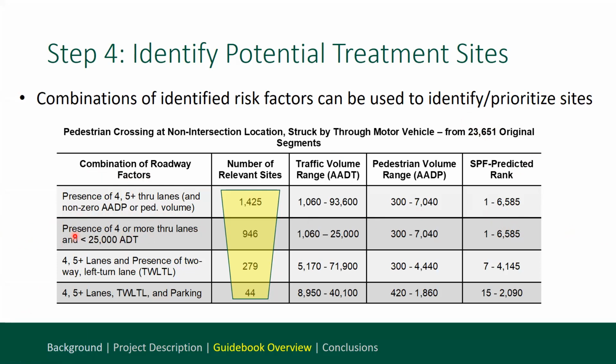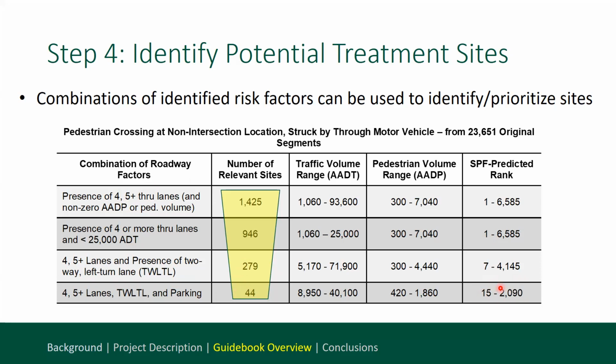Same thing for a site like this, presence of 4 or more through lanes and less than 2,500 ADT. Same thing. And site number 1 obviously is that type of location as well. And then it could be that there are some combinations here to be had. And then if you go down this list further, there are only 44 such sites, and they fall between 15 to 2,000. So this could be interesting as well, right?